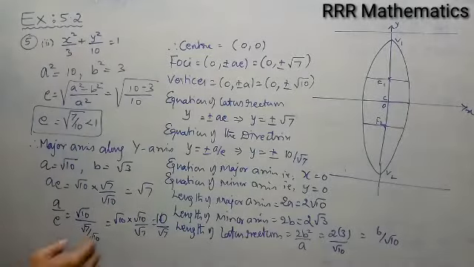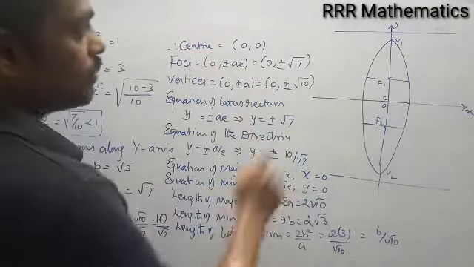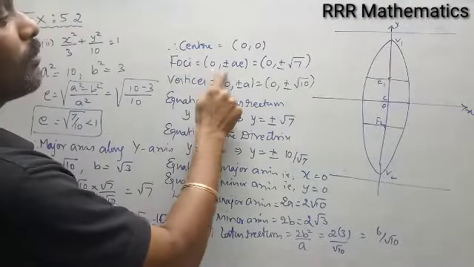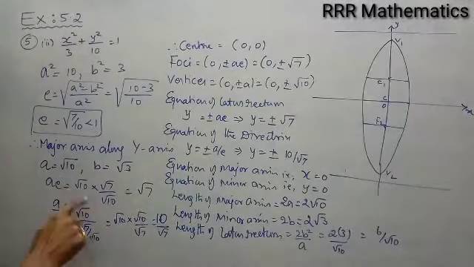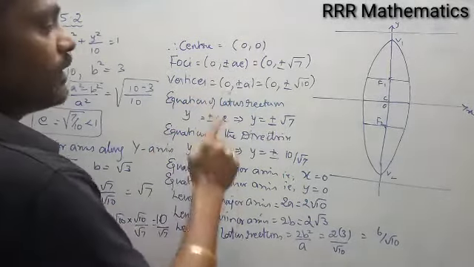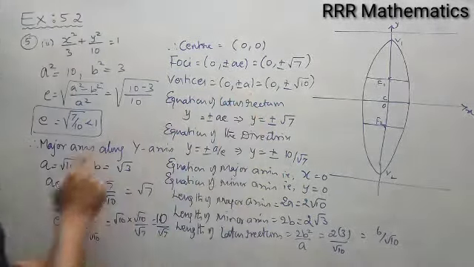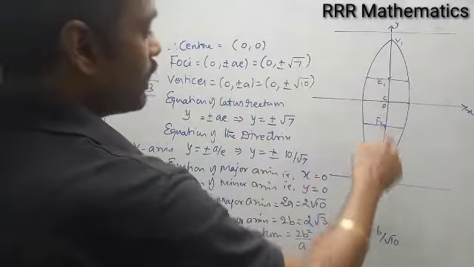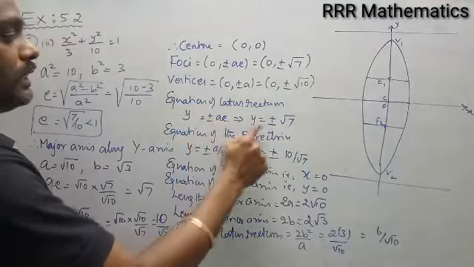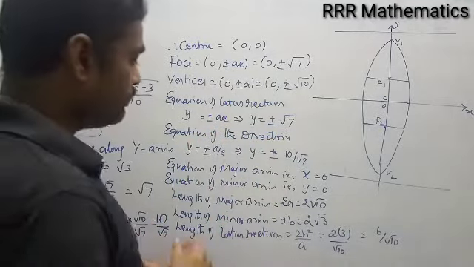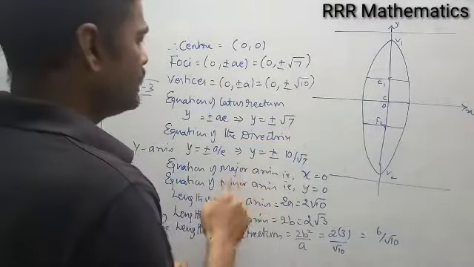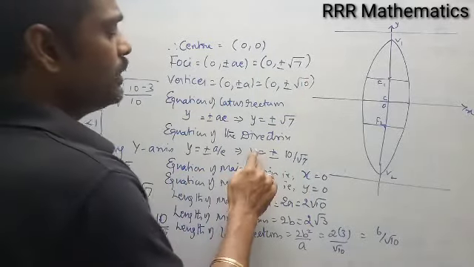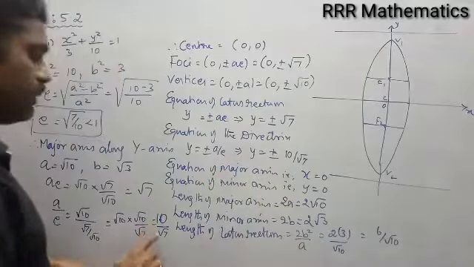Is it clear? Here the standard equation, therefore center at 0, 0. Here the foci lie on the y axis, therefore the foci will be 0, plus or minus ae, that is 0, plus or minus root 7. Vertices 0, plus or minus a, that is 0, plus or minus root 10. Equation of latus rectum, which is parallel to the x axis, y equal to plus or minus ae gives y equal to plus or minus root 7. Equation of directrix, also parallel to the x axis, y equal to plus or minus a by e, y equal to plus or minus 10 by root 7.